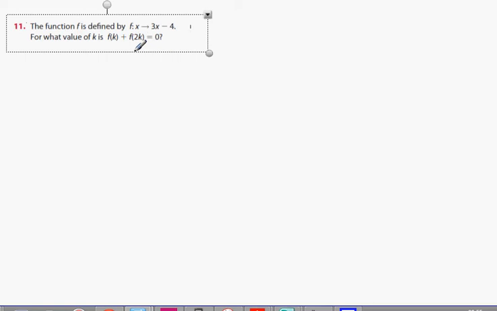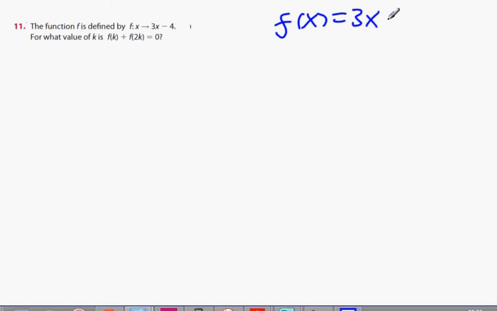The function f is defined by f of x equals 3x minus 4. That means f of x equals 3x minus 4. Find the value of f of k. Can anybody tell me what f of k is? Anybody? F of k? Come on, speak up.